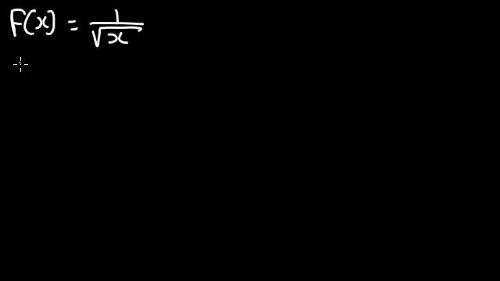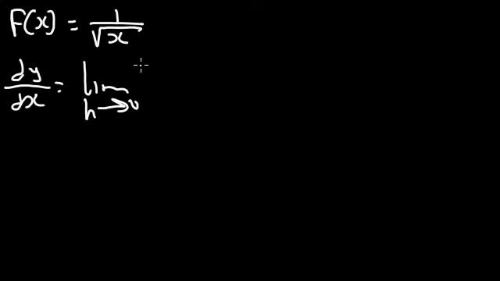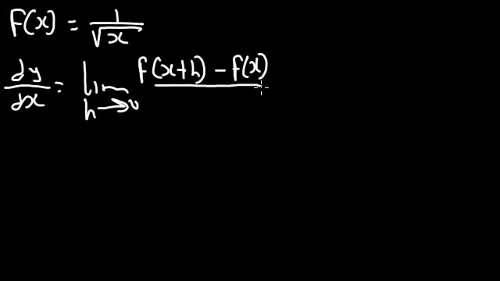So just like before, let's define the formula first. dy/dx is the limit as h approaches 0 of f of x plus h minus f of x, all divided by h. Now, if f of x is 1 over square root of x, then f of x plus h will be equal to what?